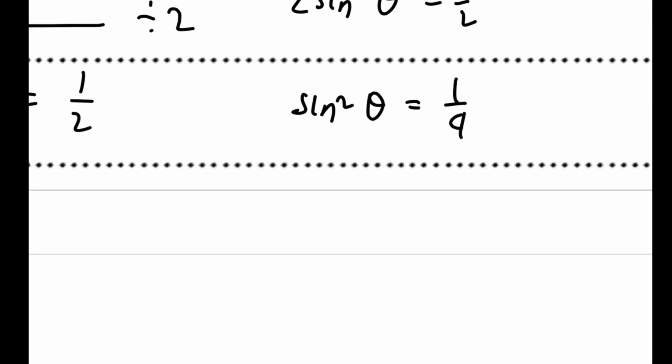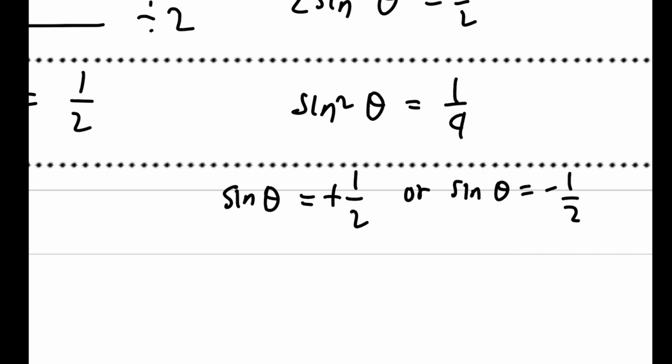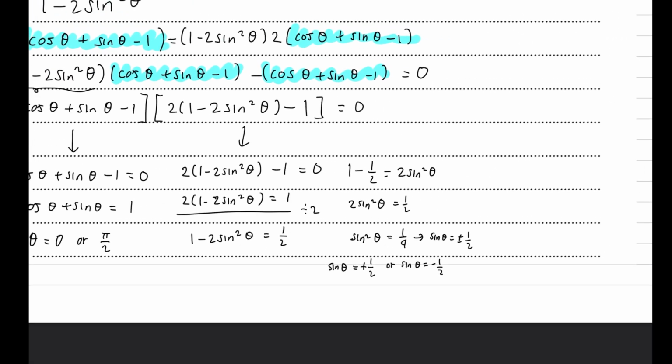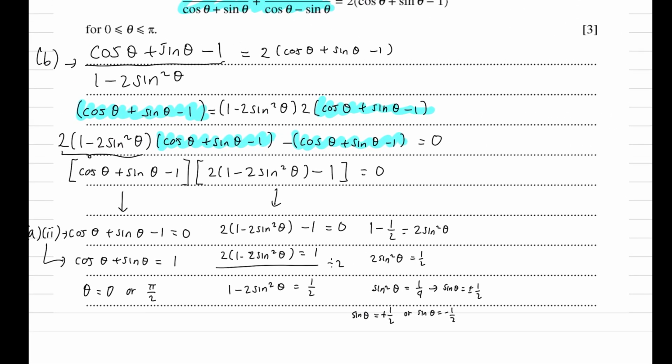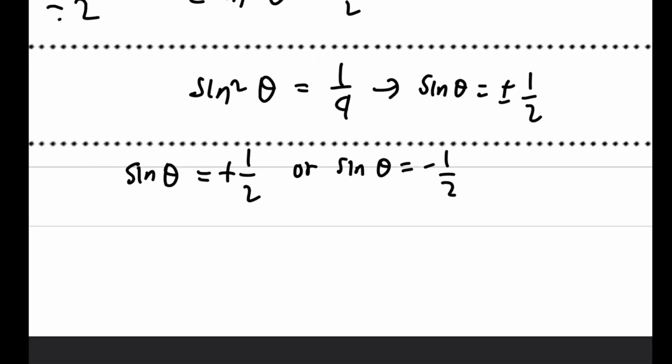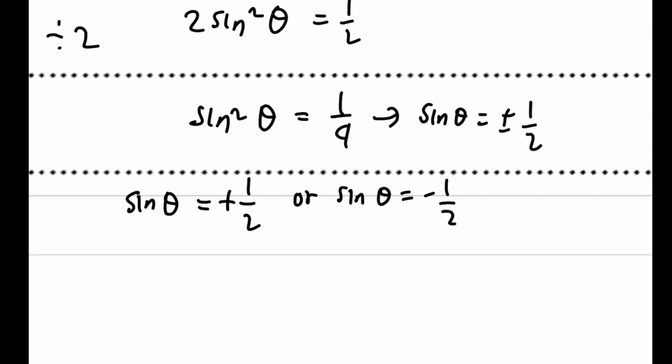So from here we can say sine theta equals to plus minus 1 over 2. But if you see the domain is from 0 to pi, which only includes the first and the second quadrant, and in the first and second quadrant, the sine value is always positive, so we don't take the negative version. We just care about sine theta equals to half.